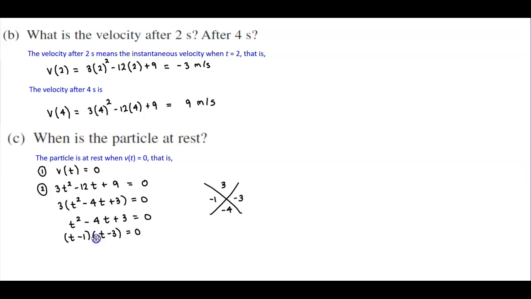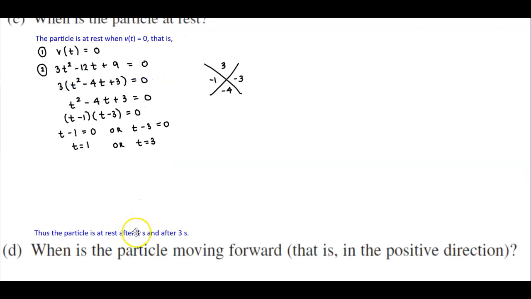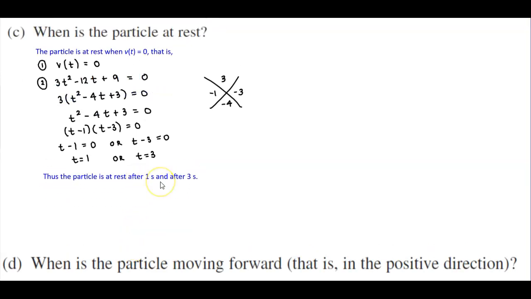Now let's set both of them equal to 0. So t minus 1 is equal to 0, or t minus 3 is equal to 0. Therefore t is equal to positive 1, or t is equal to positive 3. So when is the particle at rest? We can say that the particle is at rest after 1 second and after 3 seconds.